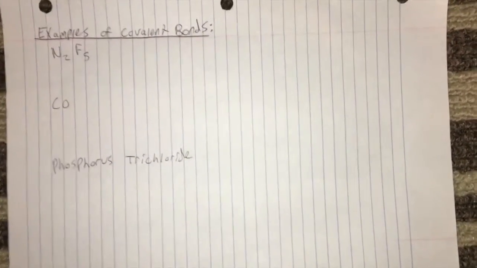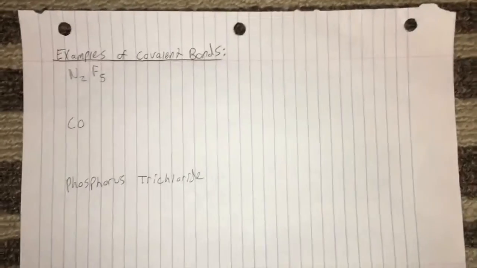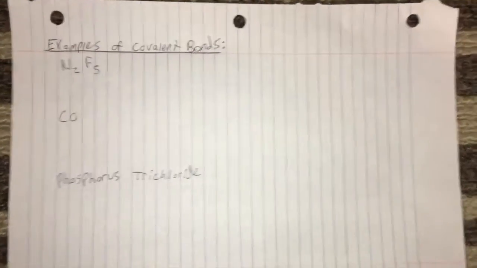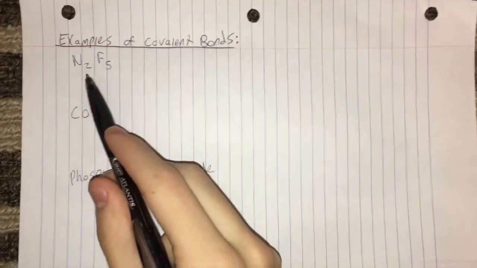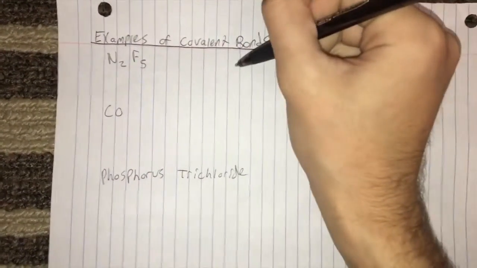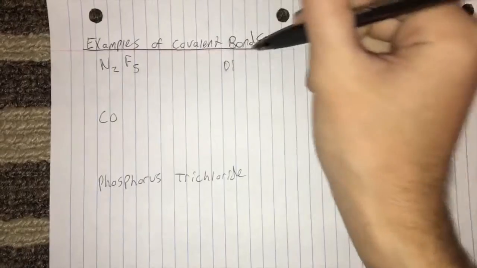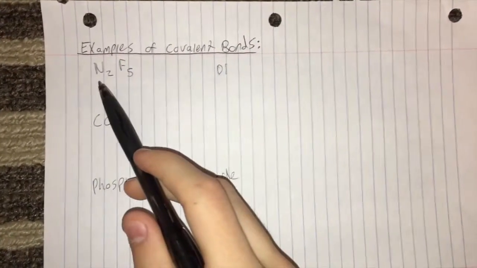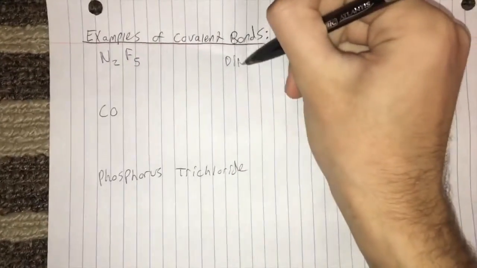Let's test our knowledge with some examples, shall we? In this first example, we'll look at N2F5. Now we know that the 2 is going to represent 2 atoms, so we know that that prefix is going to be di. Then we take the element and we just name it as it is, in this case, nitrogen.